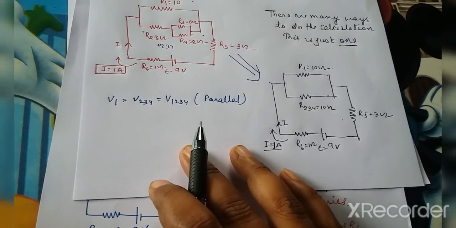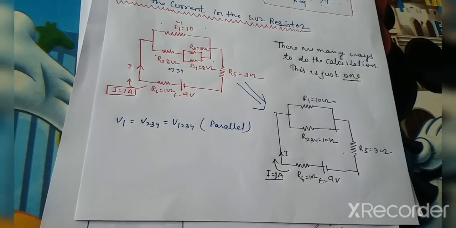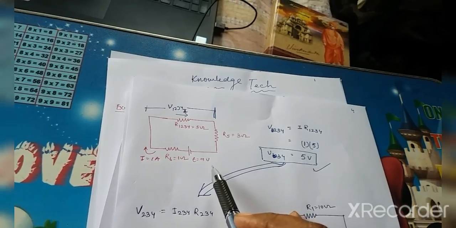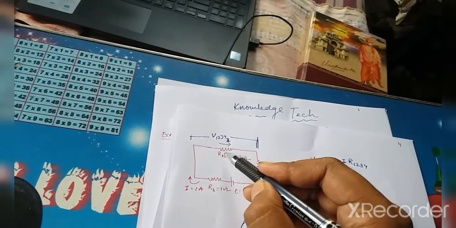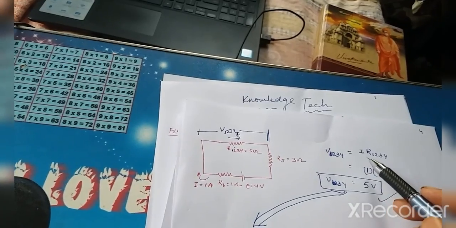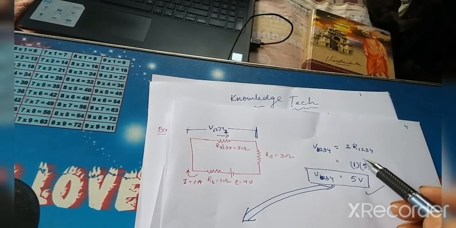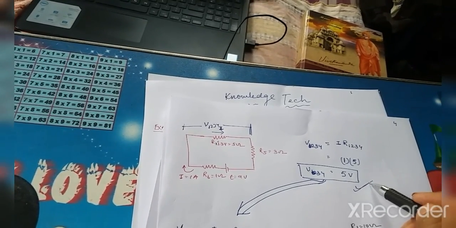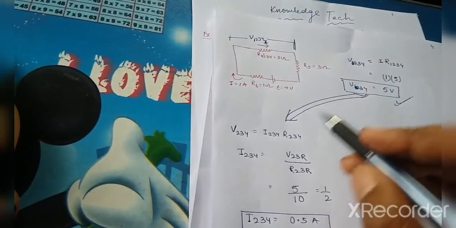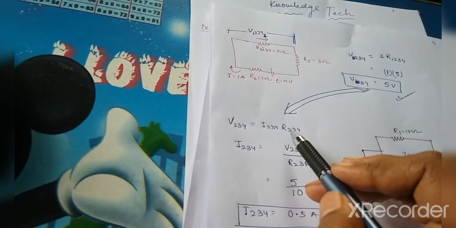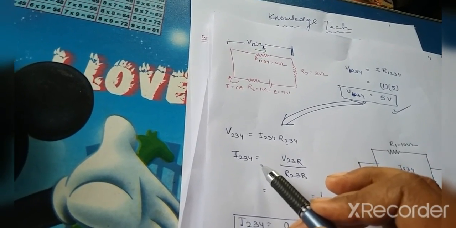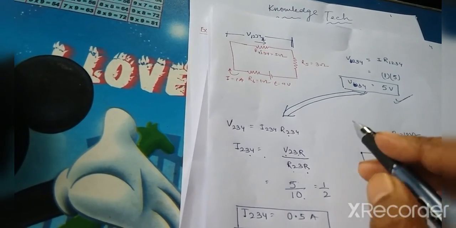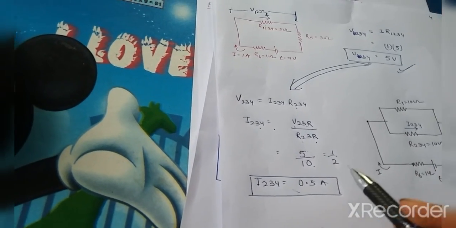So what can we do from this? Here V1234 is across this 5 ohms. So V1234 equals I times R1234, and R1234 equals 5 ohm, so V1234 equals 5 volt. We have taken out V234 and apply it in the further equations, that is V234 equals I234 times R234, where I need to find I234, equal to V234 by R234, so 5 by 10 equals 1 by 2, that is I234 equals 0.5.